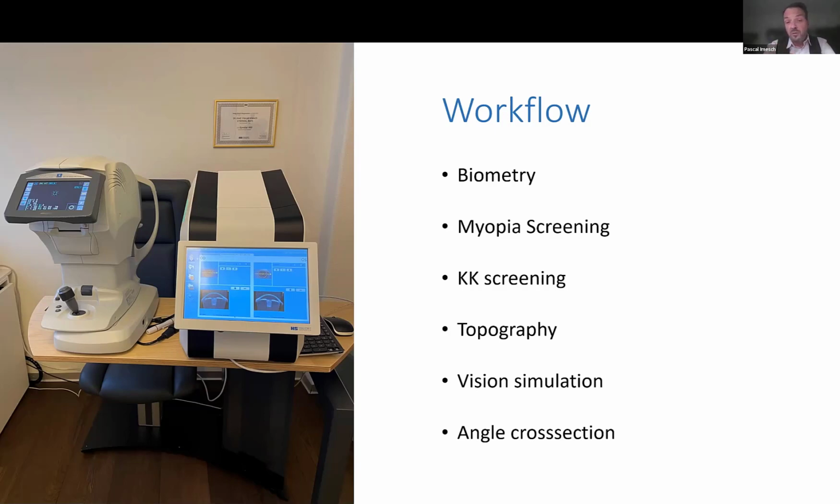We can also use it simply to make a topography and then use the images for vision simulation and explain to the patient why his vision at night is bad. Or we can just do an angle cross-section for our glaucoma guys. I don't know if they really are interested in it, but I wanted to have it anyway.